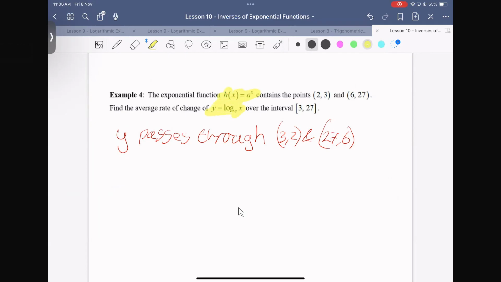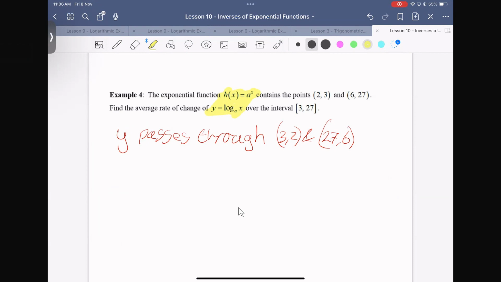Why does it pass through this? Firstly, the obvious thing that we need to state is we can see that the function y is the inverse of the function h. It's not given in the question. It's pretty obvious straight away that this is the inverse of it. So then we can switch the domain and range.